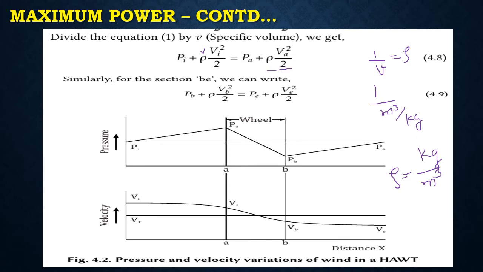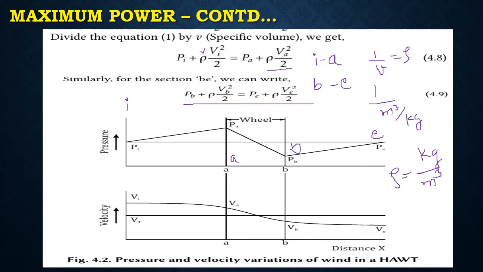Now similarly, for the section I to A it is considered, and for B to E again the same type of expression we have written, where the initial section will be B and the exit section will be E. So this is the point I, this is A, and this is B and this is E. The first equation is considered between I and A. The second equation is considered between B and E. So from I to A and B to E it is considered.